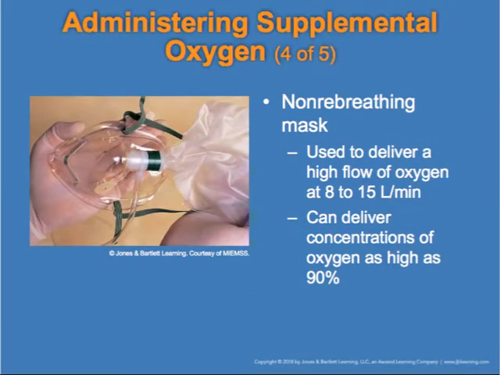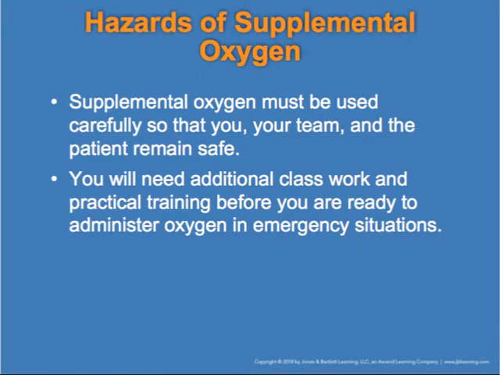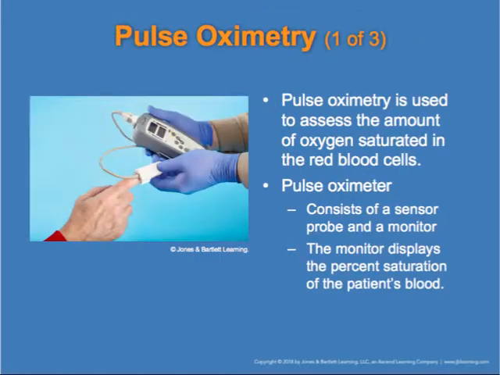A non-breathing mask is designed to deliver more oxygen to the patient than the nasal cannula, and can deliver concentrations as high as 90%, right? And it's used to deliver an oxygen flow of between 8 and 15 liters per minute. Non-breathing masks should be used on patients who require a lot of oxygen. People with shortness of breath, chest pain, carbon monoxide poisoning, maybe congestive heart failure, or signs of shock, right? That supplemental oxygen must be used carefully so that you and the patient remain safe, right? You'll talk a little bit in class about how to deal with oxygen safely.